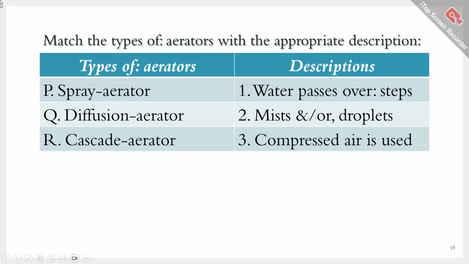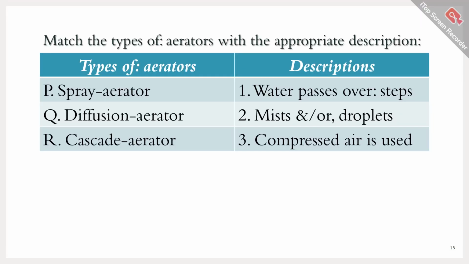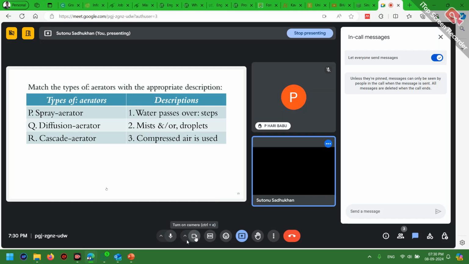You can keep the order of the left-hand column, that is P, Q, R, the same. In this way you can tell me the correct order of the right-hand column, and please type that in the chat box. We'll wait for a couple of minutes maybe.